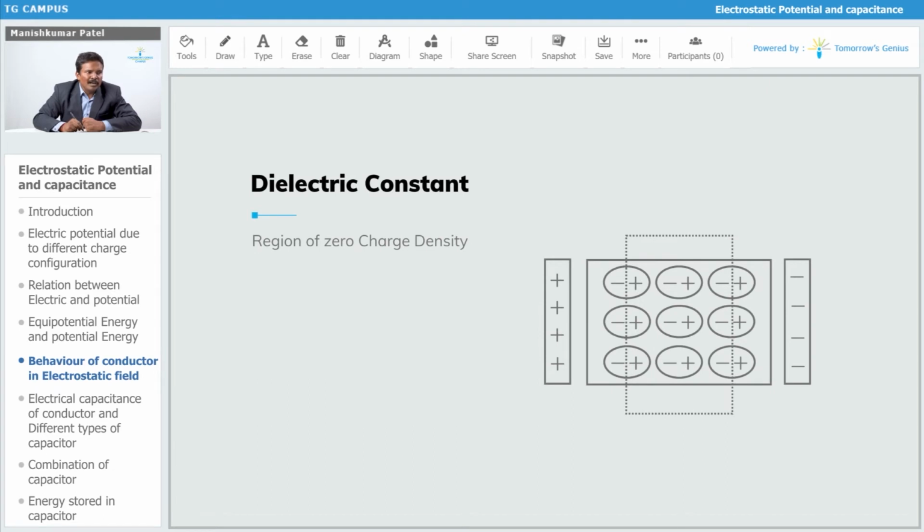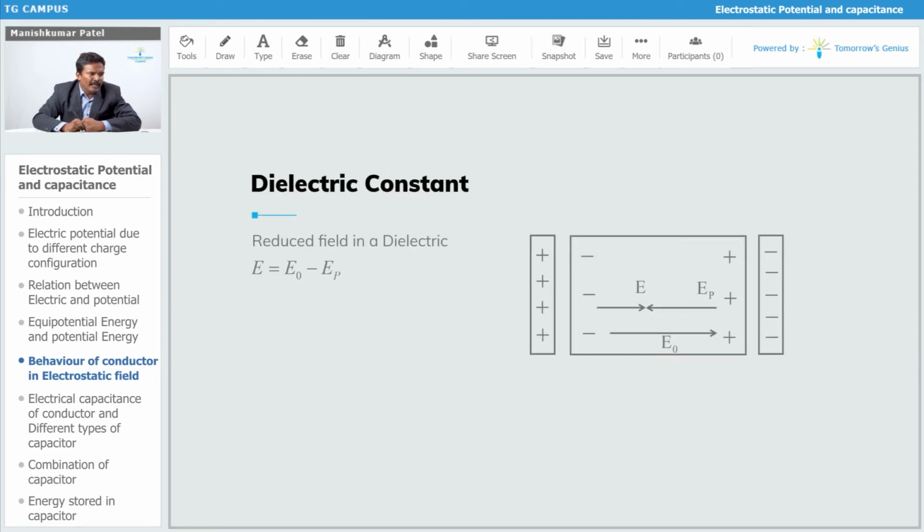So this is your region of zero charge density. This plus and this minus will get cancelled in the first and second column. Again, in the second and third column, the plus and minus will get cancelled. But overall there is a minus charge on the left face and a plus charge on the right face, which will induce a dipole. That is also something we are going to define in terms of polarization.